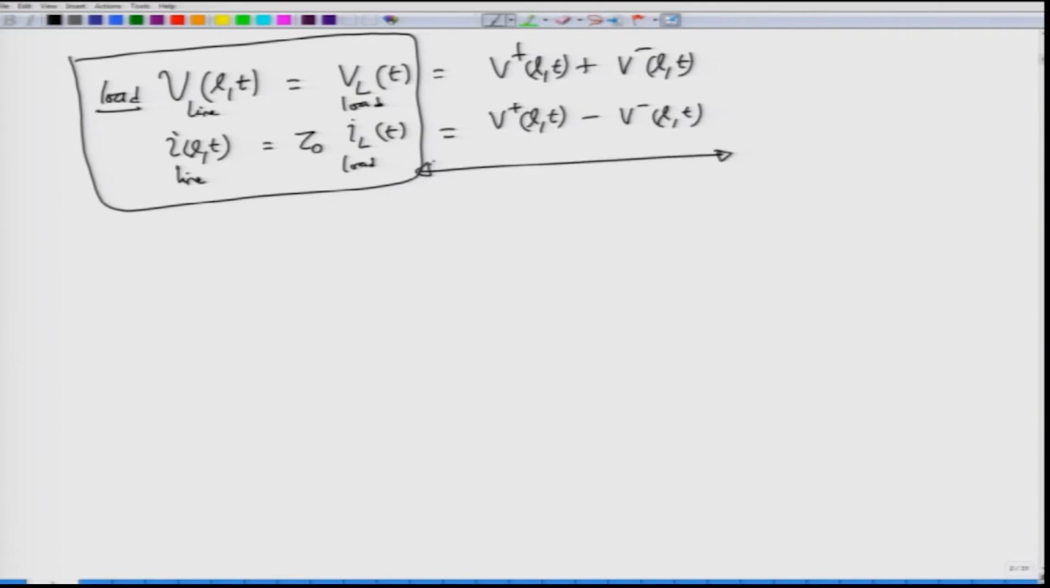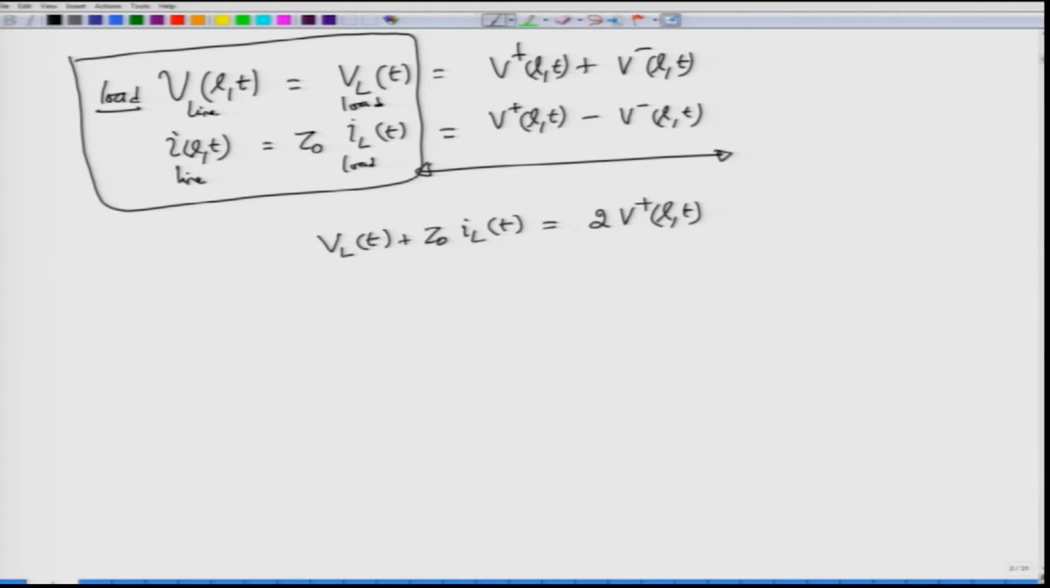Let us now add both equations and eliminate V minus of L comma T. Although our idea is to find V minus, let us follow this procedure. What we will do is find one unknown, and from that unknown we will find out the reflected voltage. So adding these two, we get VL of T plus Z0 IL of T, that must be equal to 2V plus of L comma T. Is there a way to understand this equation better?